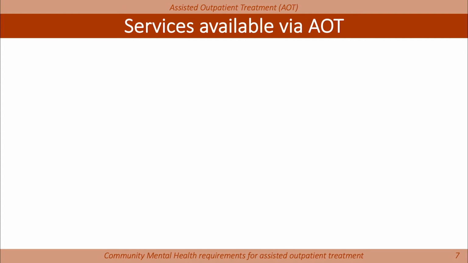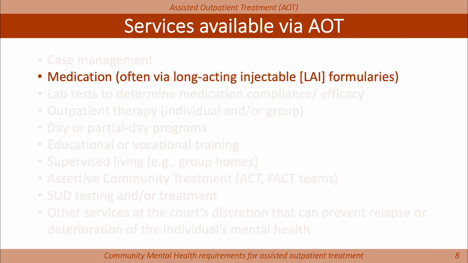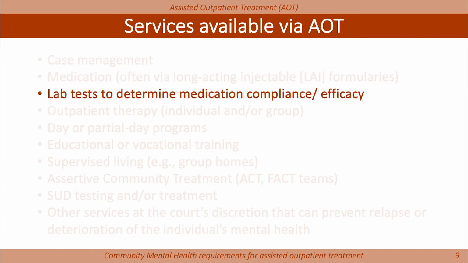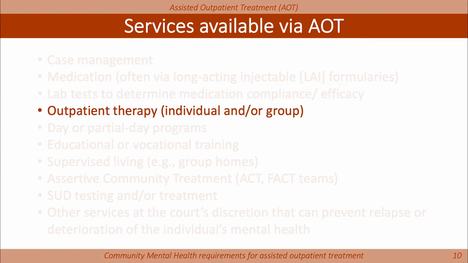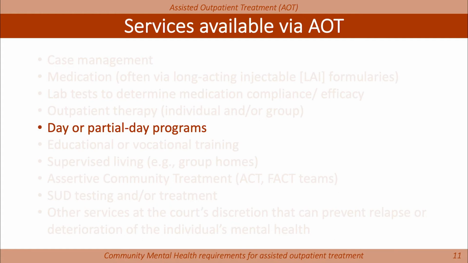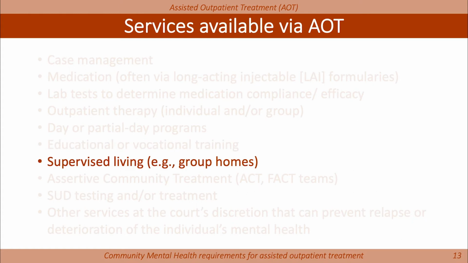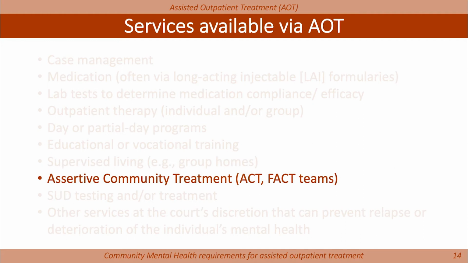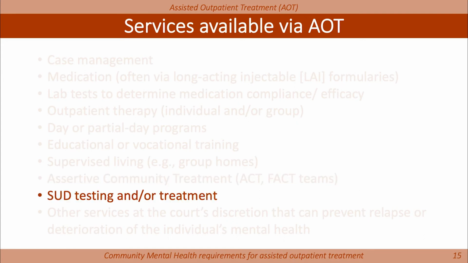Services available while a member is on an assisted outpatient treatment order. Services can range from case management, medication, including long-acting injectables and med drop, any kind of lab test to determine medication compliance and efficacy, outpatient therapy, individual and or group, day or partial day programs, educational or vocational training, supervised living, and that doesn't only include adult foster care. It can be a more highly structured setting as long as there's someone there to monitor them. Assertive community treatment teams, with the exception of those members that are in supervised living. As you do testing and or treatment, this is really, really popular and is needed for our co-occurring members who have both a mental illness and a substance abuse disorder.